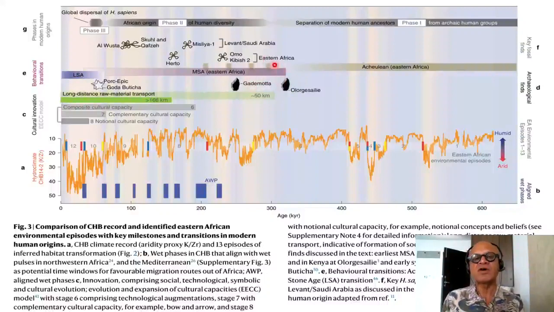So East Africa, Homo kibish, and you have various little changes happening along the way in terms of humid and arid periods, wet and dry periods. So Levant and Saudi Arabia, Mislia 1, Herto, Sukul, and Kafse and Al-Wusta, so you can follow up all these things. So here is human diversity happening in high, more variable climate period.